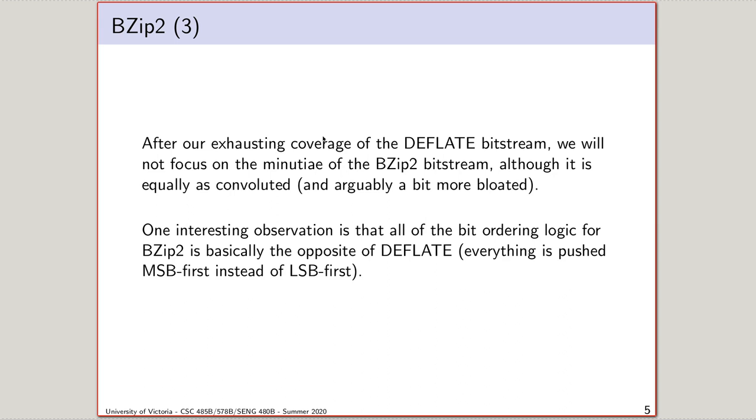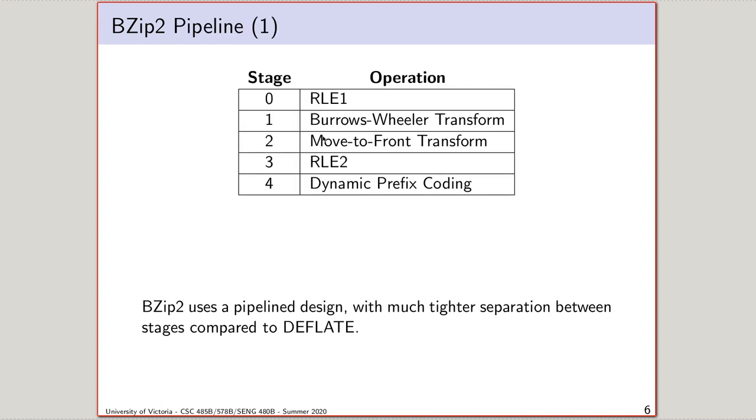So the slides are pointing out that we have no patience for the full treatment of BZip. Maybe in some other offering of the course, assignment 2 will be implement BZip, and we'll do the long lecture about that, but not this time. One interesting thing to note is that when we talked about rule number 1 for deflate, there is a rule number 1 for BZip, and it's strangely the opposite. Everything's pushed most significant bit first, which was pretty annoying when I was writing a BZip encoder, certainly, after writing a deflate encoder. So the BZip process is a 5-stage pipeline.